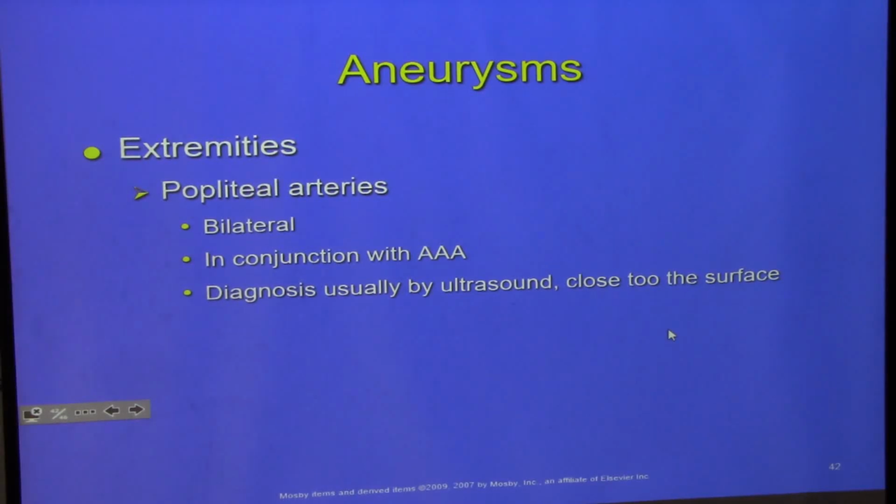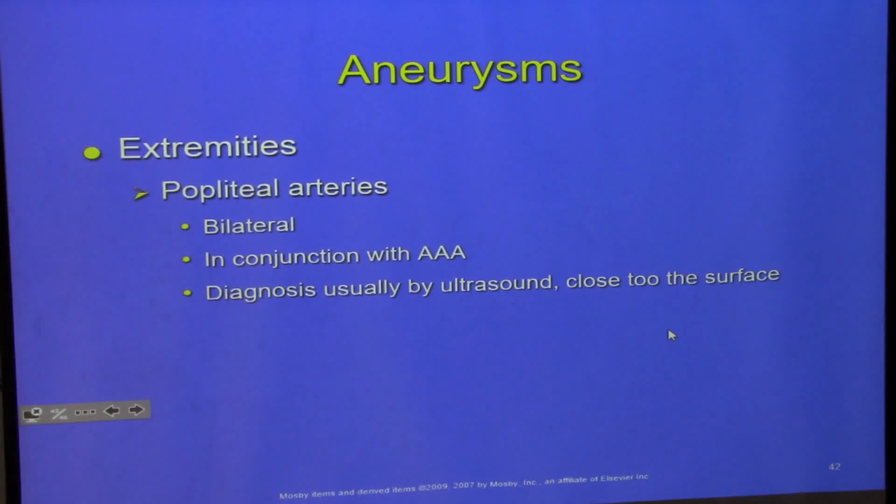There are some occasions when you'll have aneurysms in the extremities. Most of the time these occur in the legs, I guess because of gravity pulling the blood down, increased pressure in the legs. And a lot of times people that have an AAA, an abdominal aneurysm, are more susceptible to having these aneurysms in the lower limbs.